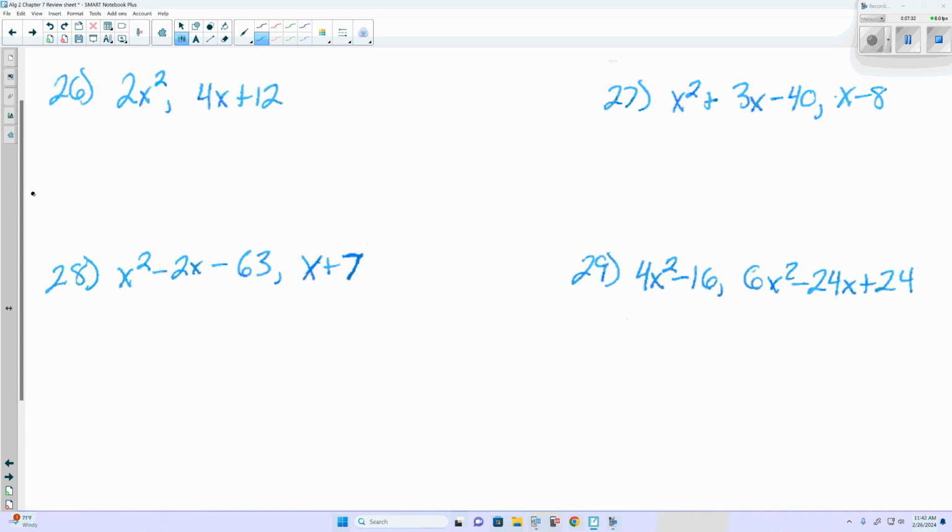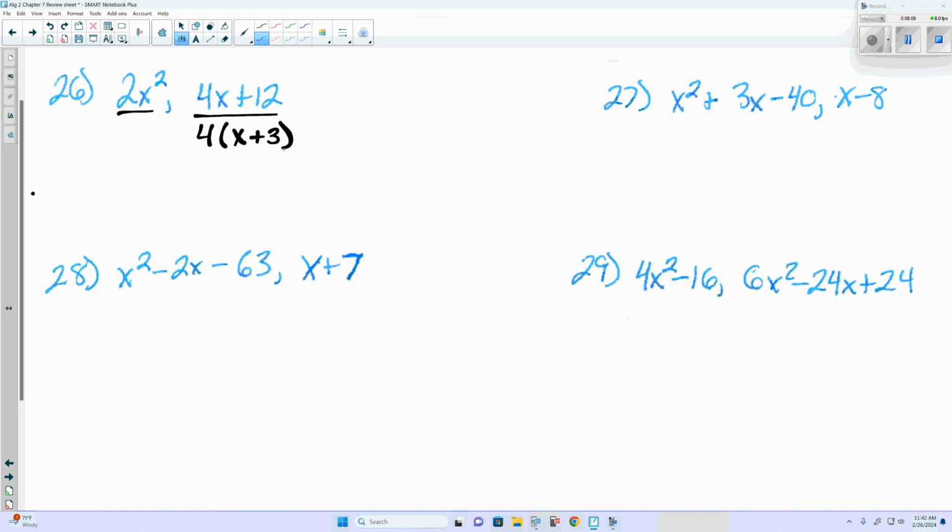Okay. With least common multiple, the first thing you need to do is factor them all the way down as far as they possibly can go. Now with 26, 2x squared, that's as simplified as it gets because there's only one term. 4x plus 12. There is no x squared, so we're not doing two sets of parentheses. Is there a greatest common factor? It is 4. We can factor it out, giving us 4 times x plus 3.